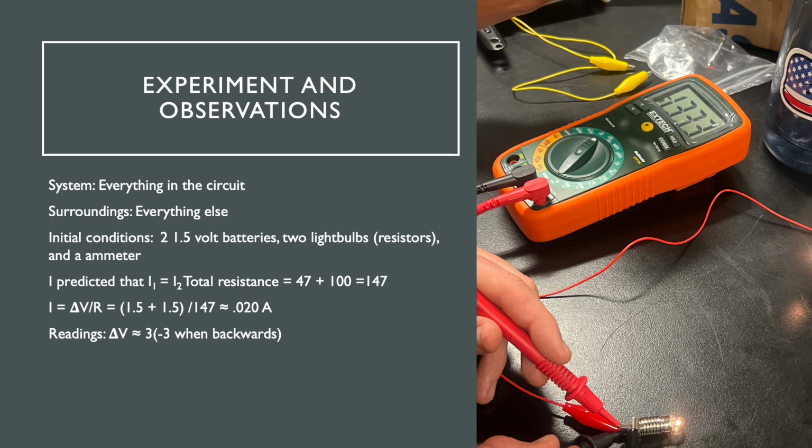I predicted that I1 equals I2, and the total resistance equals 47 plus 100, which is 147 ohms. The current equals V over R, which is 1.5 plus 1.5 over 147, which is equal to 0.02 amps. And the readings actually were around 3 volts.